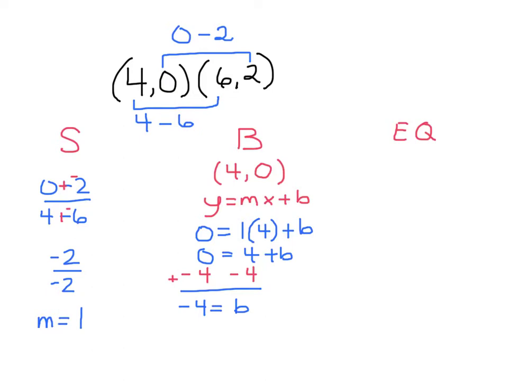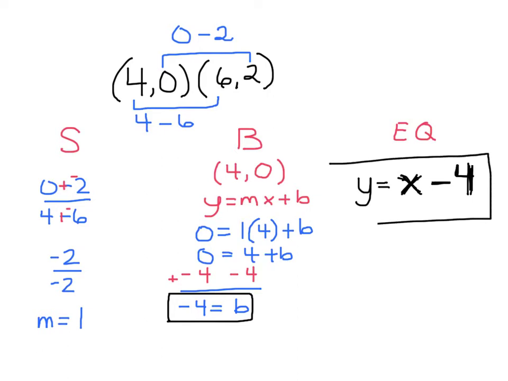Now I have found the m and the b, so I'm going to write my equation. Y equals, well, 1 times x is just x, so I'm going to write x. And then we have -4 as our b, so that's subtract 4. So I have found the equation by using the 2 points to find the slope. Then I plug that slope in with one of the points to find the b, and it gives me y is equal to x minus 4. All right, let's move to the next one.